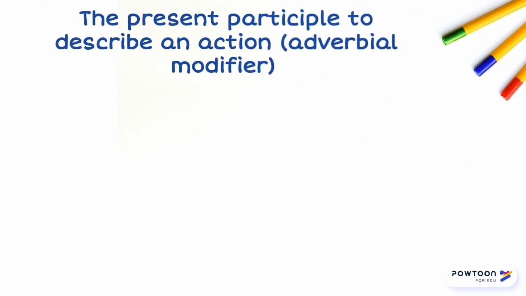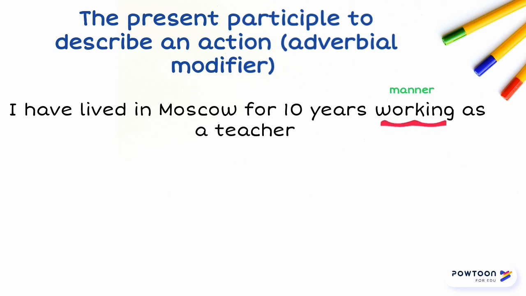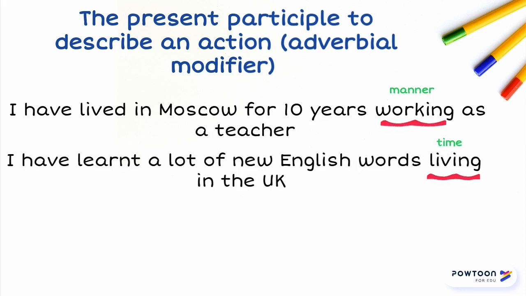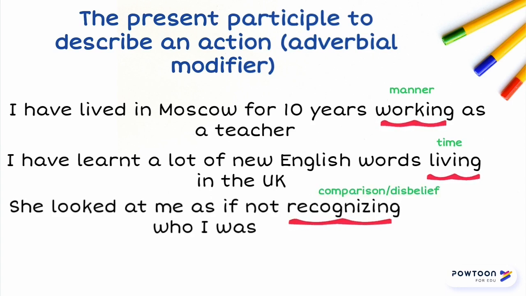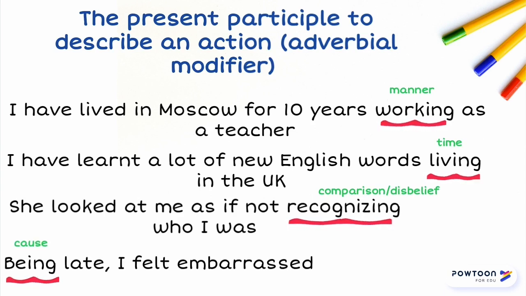When the present participle is used to describe another action in the sentence, it's often called an adverbial modifier. It can be an adverbial modifier of manner, for example, I have lived in Moscow for 10 years working as a teacher, an adverbial modifier of time. I have learned a lot of new English words living in the UK. In this case, you can also say when living in the UK. An adverbial modifier of comparison or when you want to express disbelief. For example, she looked at me as if not recognizing who I was. An adverbial modifier of cause. For example, being late, I felt embarrassed.